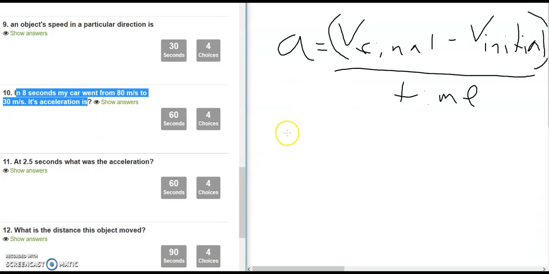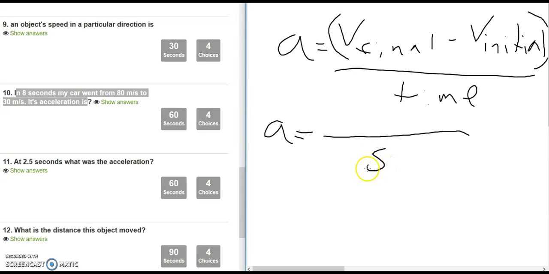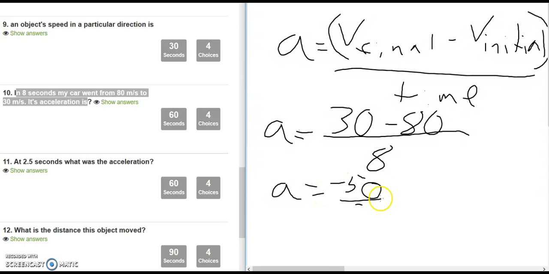It's asking for acceleration, so I know we don't have A. In 8 seconds, oh, I know my time now. 8. In 8 seconds, my car went from 80 meters per second. Went from. So that's my clue. That's my beginning velocity. Went from to 30 meters per second. Well, that's my final. So let's solve it. A is equal to negative 50 over 8.